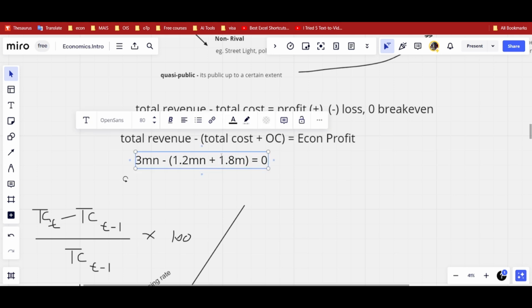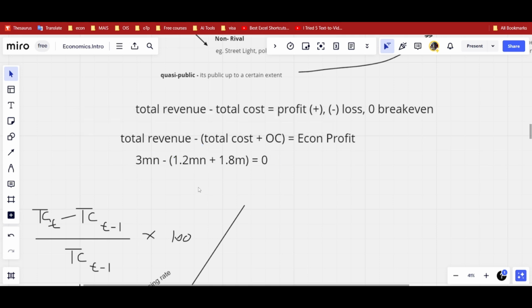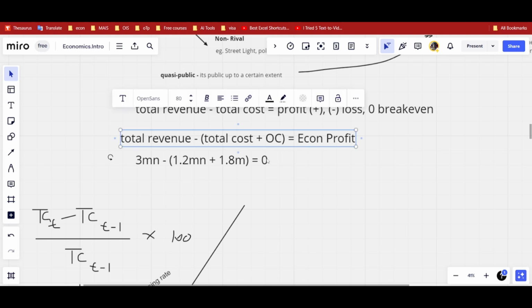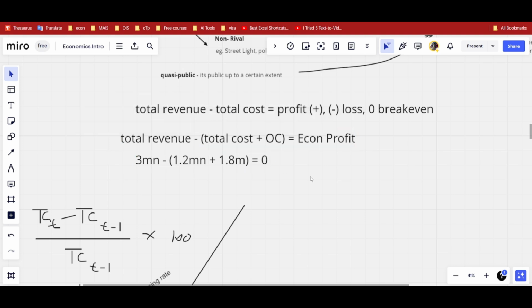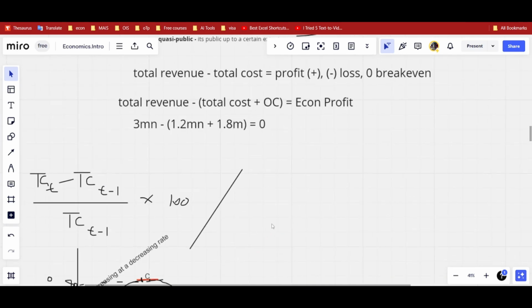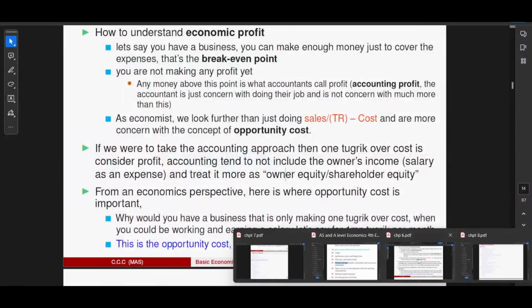This is just a simple example, right? So the opportunity cost is 1.8 million. So basically, this is your normal cost plus your opportunity cost, and we then see economic profit is equal to zero, right? So that's what we're trying to say here.